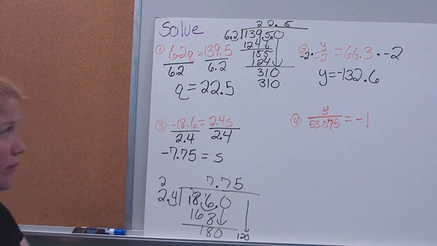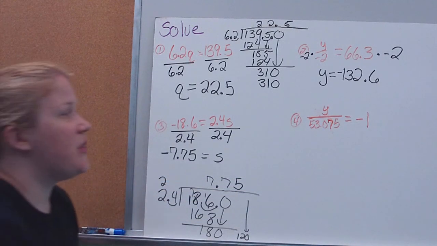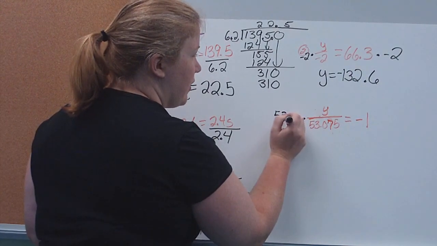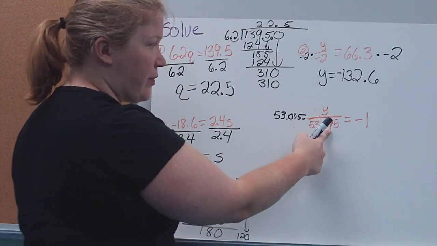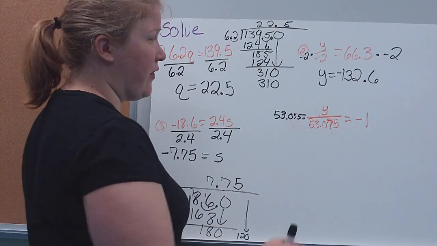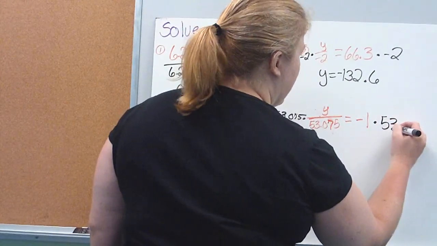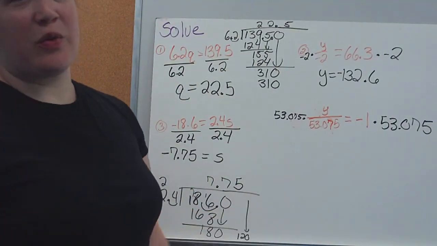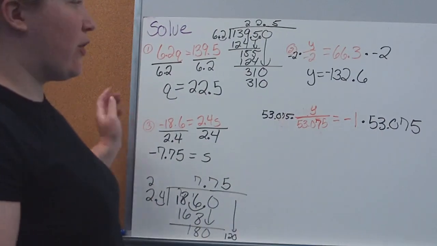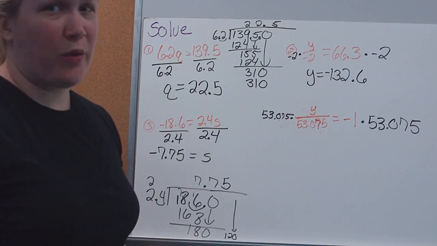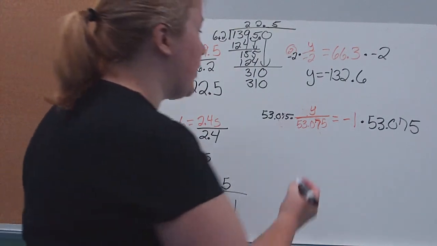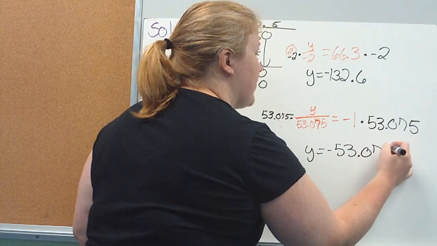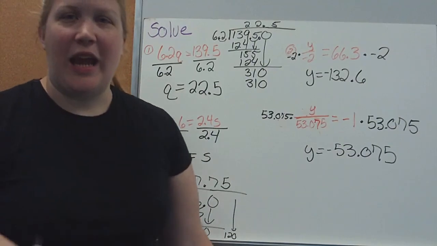It checks out. Over here, you'll notice we're dividing. How do I undo division? I'm going to undo it by multiplying. So I'm going to multiply by whatever I'm dividing by, which in this case is 53.075. Did that to one side, I'm going to do the same thing to the other side. We know that 1 times anything is itself. However, you'll notice this is negative 1. There's a rule that we'll talk about later on, the multiplicative rule of -1, which basically just means it flips the sign of whatever you're multiplying it by. So y is just equal to negative 53.075. And again, you can plug that in and you can check it.